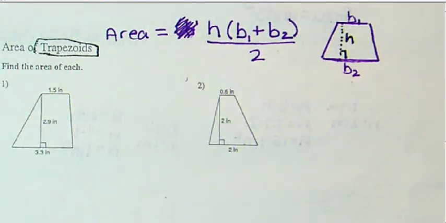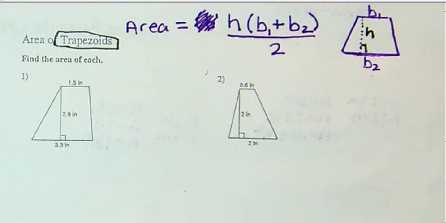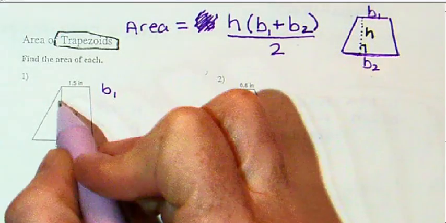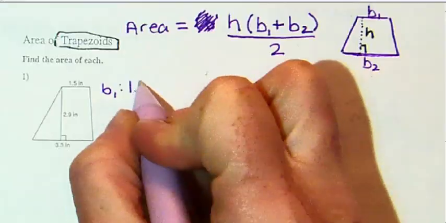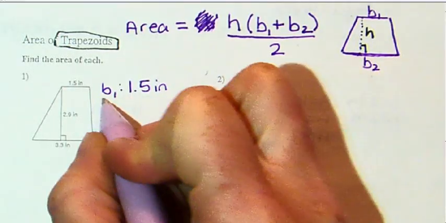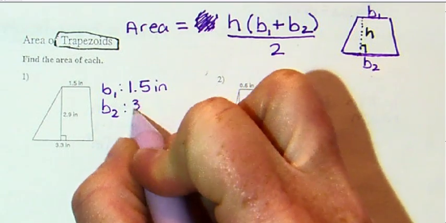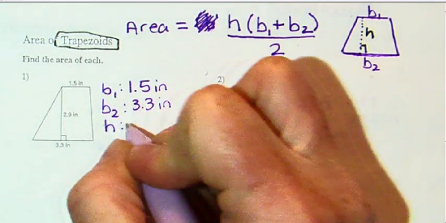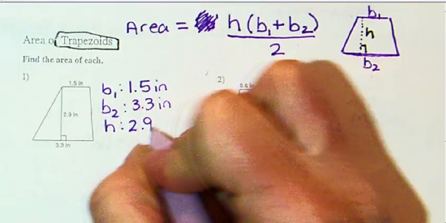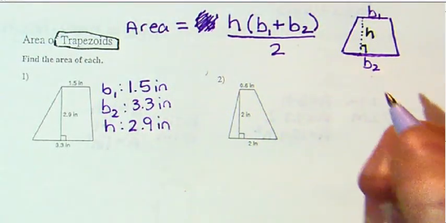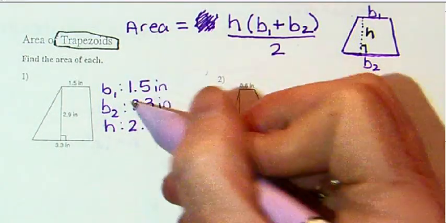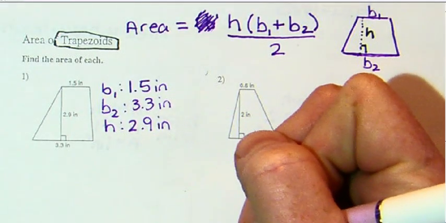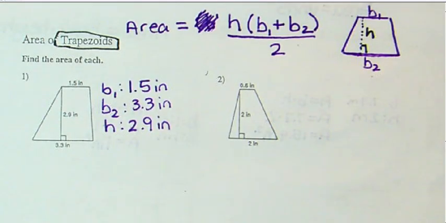Okay? All right, so let's look at number 1. Let's go with the figure that we've just drawn. Base 1 would be 1.5 inches. Base 2 would be 3.3 inches. Your height would be 2.9 inches. And then we're going to take all of this after we've added our two bases, multiplied the height, then we will divide that answer by 2. So let's try it now.